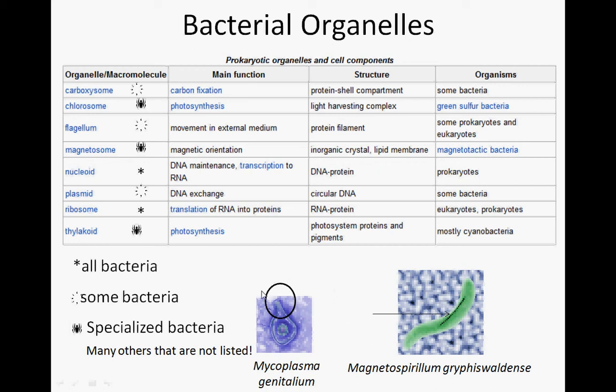I put this circle up here to show our Mycoplasma genitalium cell again, because it's got this funny looking knob on the end. This is actually called the attachment organelle. So this structure primarily exists to have this cell here attached to a host cell surface. But it's certainly not present in all bacteria by any stretch of the imagination. So that's why I have this little caveat here. There are many bacterial organelles that are not listed here and that do very specialized functions.